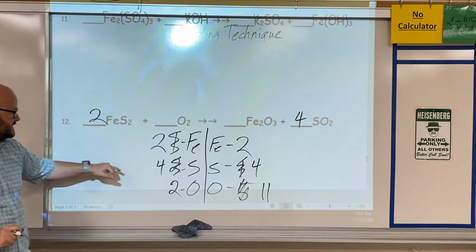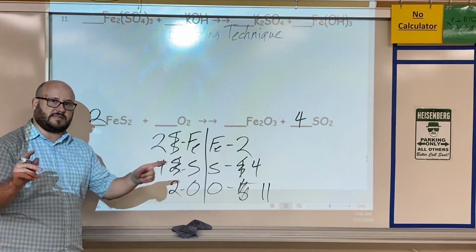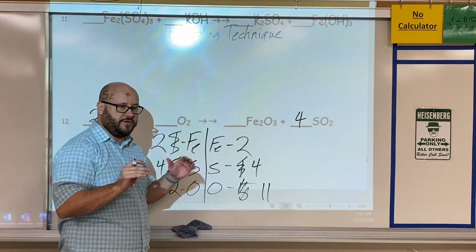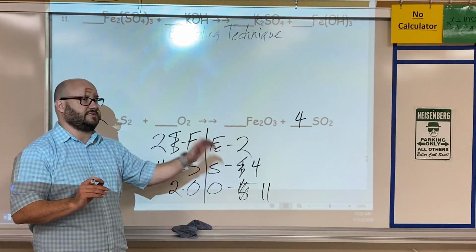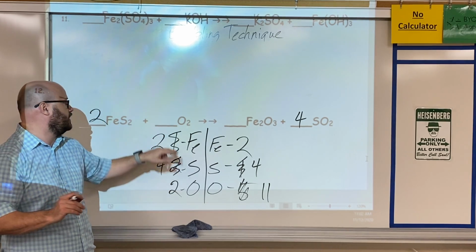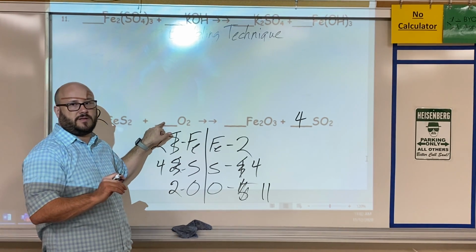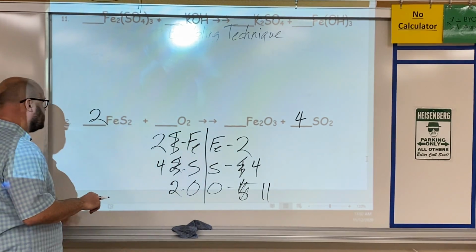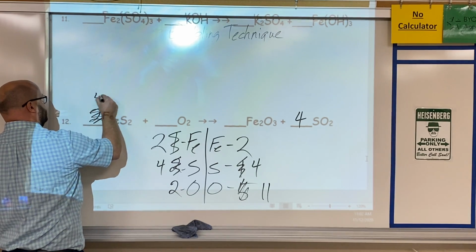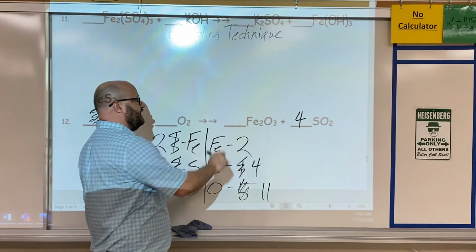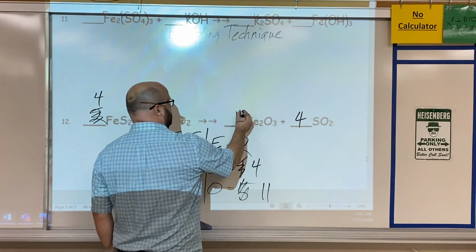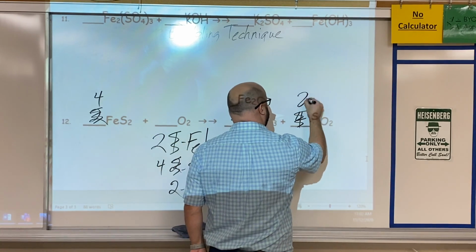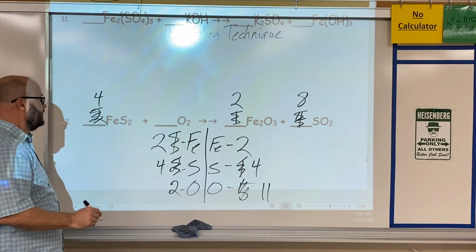Everything's balanced except oxygen, and oxygen's a diatomic. That's the qualification or the indicator that you need to do the doubling technique. If everything in your entire equation is balanced except for one diatomic element, that's when you need to use the doubling technique. Take this 2, make it a 4. Leave that alone. This is technically a 1. So now we're going to make it a 2. Make this 4 an 8. Let's go back and recalculate.